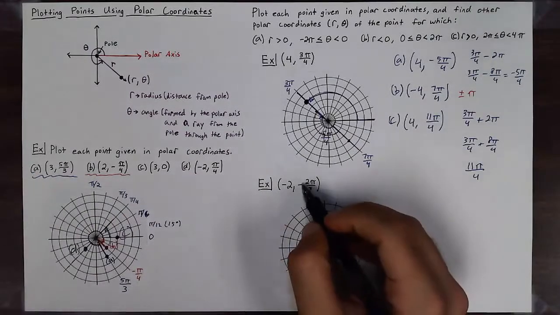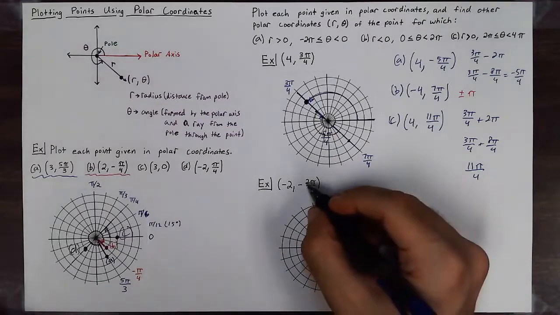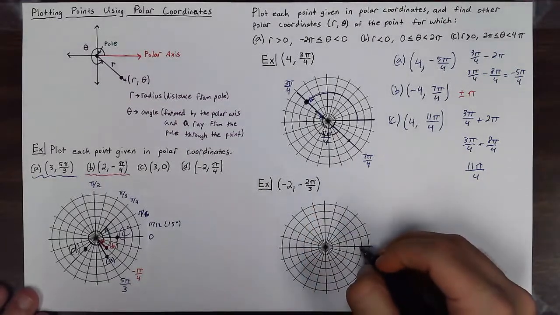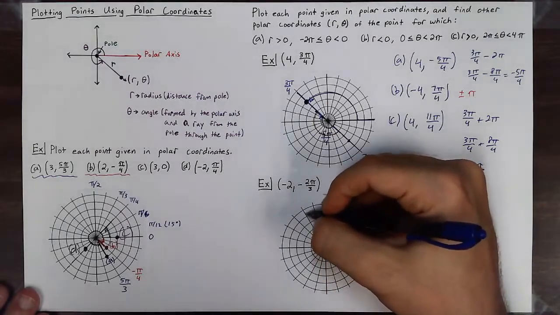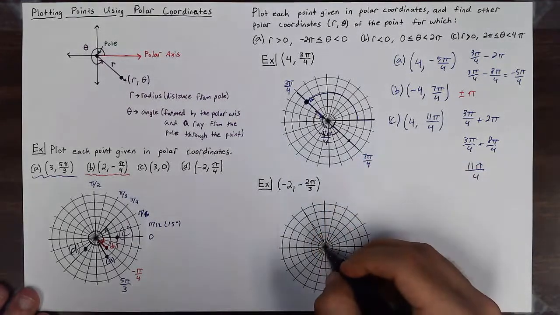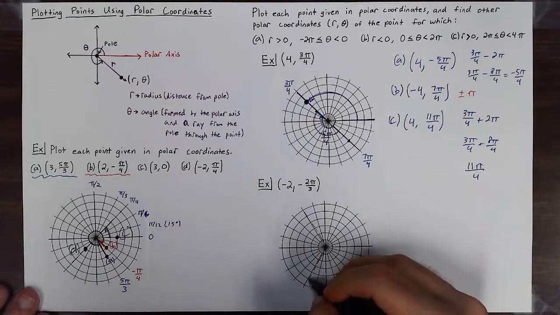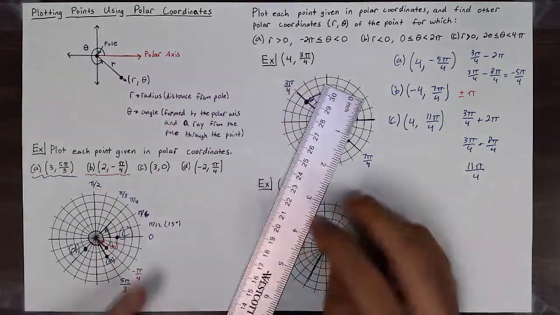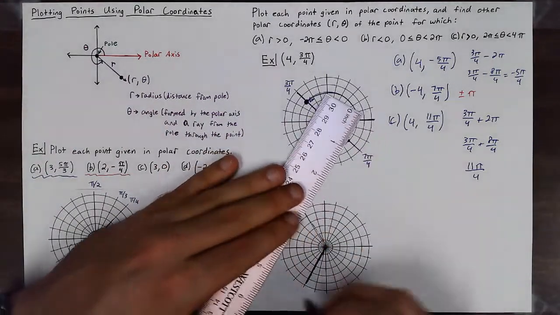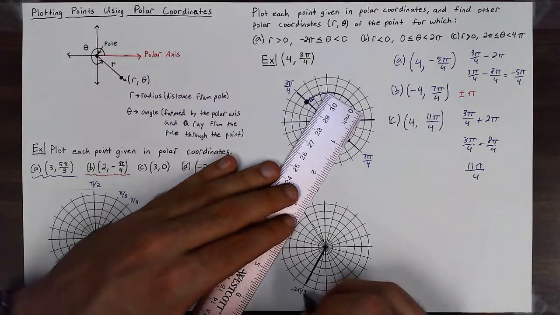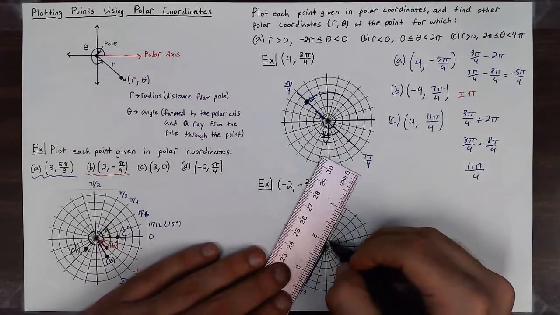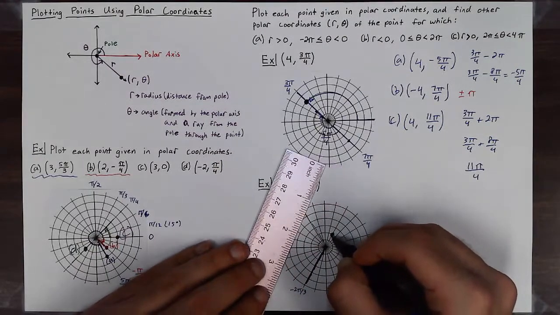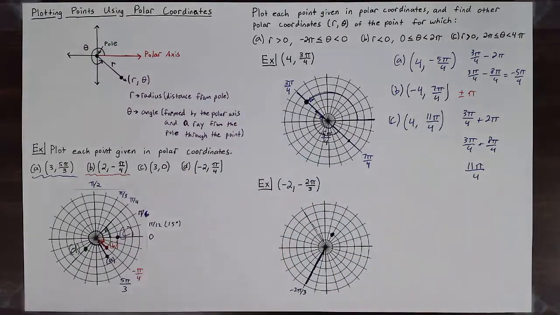So here I'm going to plot this point. So first I'm going to rotate to negative 2 pi over 3, which means I'm rotating this direction. So 2 pi over 3 would normally be like up here. So negative 2 pi over 3 would be about right here. But it's also a negative radius, so I go in the opposite direction of it, 1, 2, to right there, which is, that point would be negative 2 pi over 3.